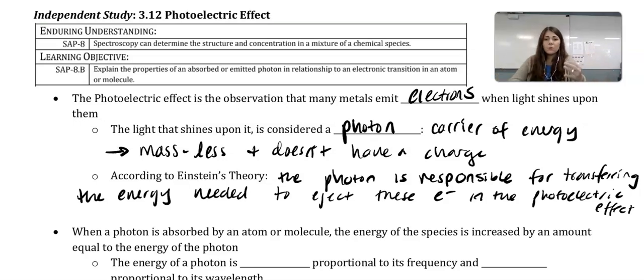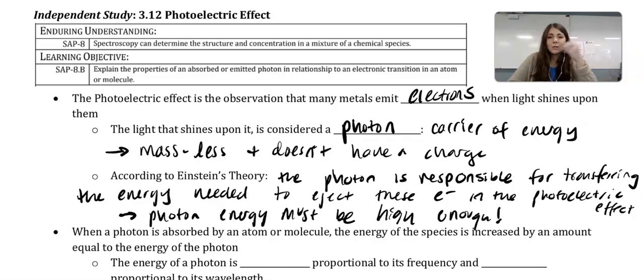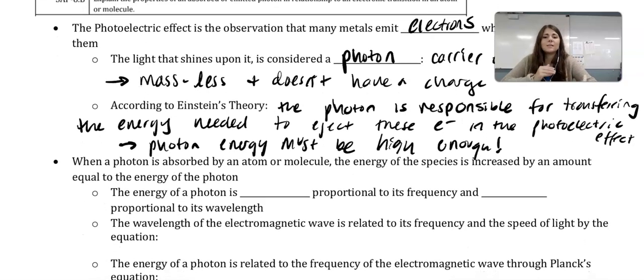The amount of energy that the photon brings must be high enough. What that's saying is it needs to have sufficient energy to eject that electron from the metal. If this photon is hitting the metal and nothing is happening, that means the photon doesn't have enough energy. So we're going to talk about how we figure out how much energy it has, and it has something to do with frequency and wavelength when we think about the EM spectrum, okay?